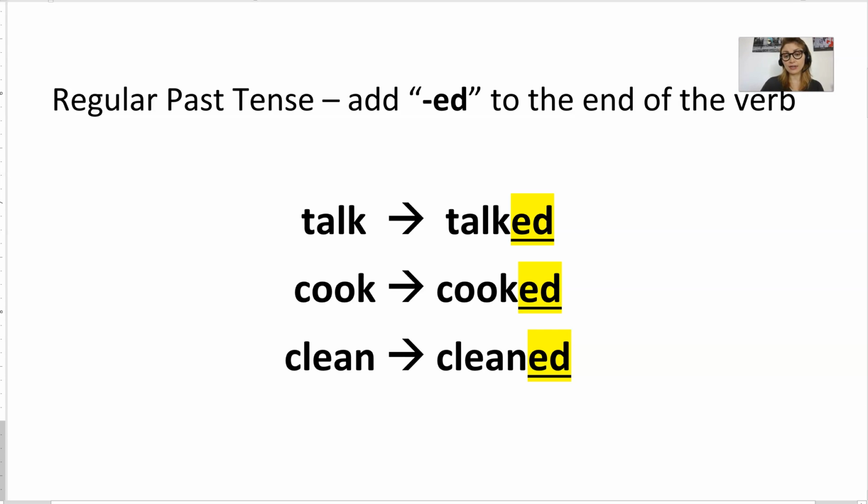Now I have three verbs in the past tense. We have talked, cooked, cleaned. Everything there is past tense. Not today, but maybe yesterday or two days ago, anytime before right now.